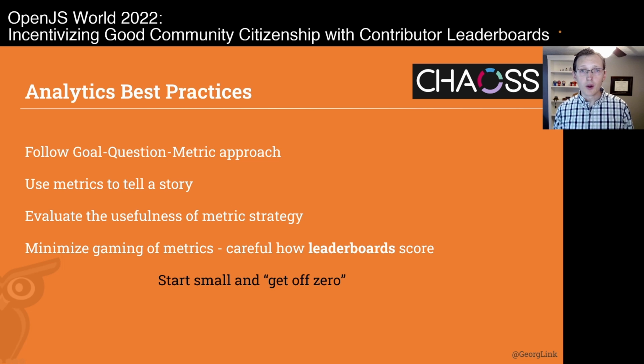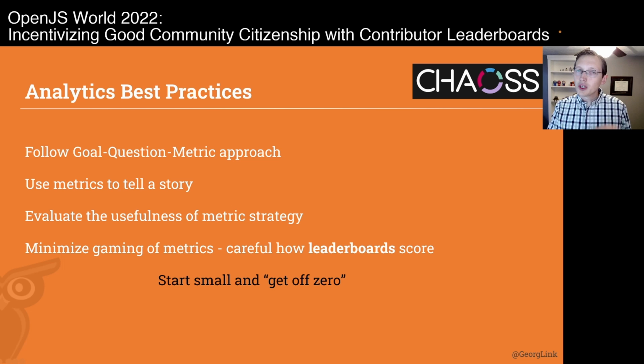And a concern is also gaming of metrics. Once we put a metric out there and people start looking at it, they change their behavior towards it. And so we need to be careful with that, especially when we do leaderboards, because that creates that competition and people are more likely to try to game that.